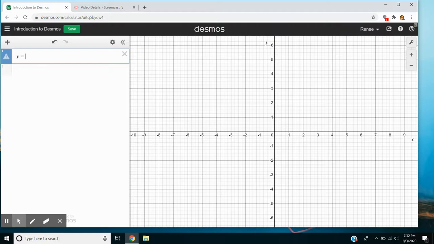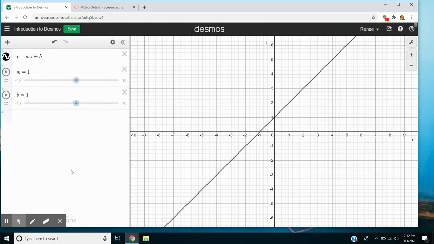Let's say y equals mx plus b. So you can use any variable except x and y, and it says, do I want to add a slider for m, for b, or for all of them? So I'm going to add a slider for both m and b. So when m is 1 and b is 1, this is the line we get. That would be y equals 1x plus 1.